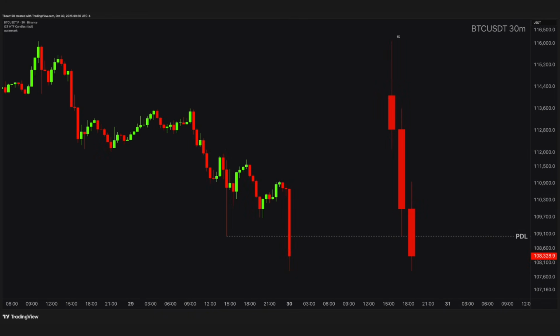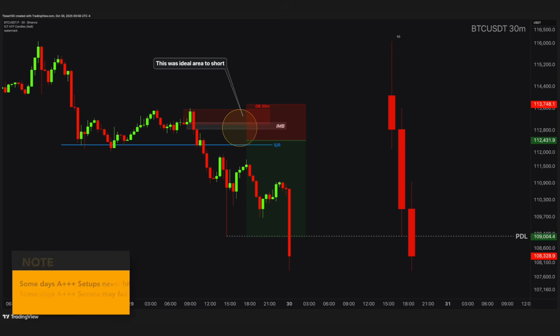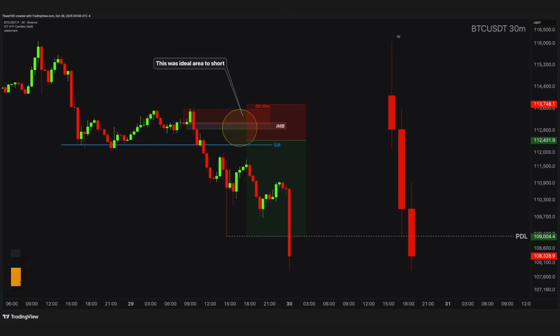When I was checking the Bitcoin chart, I noticed it had a really similar structure, especially this area with the SR flip and the order block above with an imbalance. That could have been one of the best possible short entries. However, as you can see, price never pulled back to that entry level. And that's just the reality of trading. You might have the perfect setup, perfect entry points according to your strategy, A+++ setups. But sometimes price just does not pull back at all.